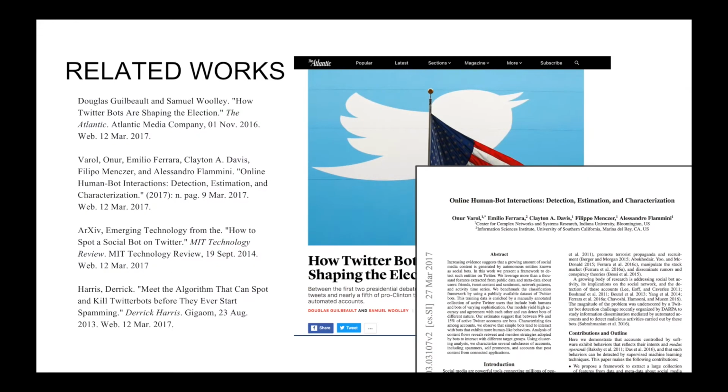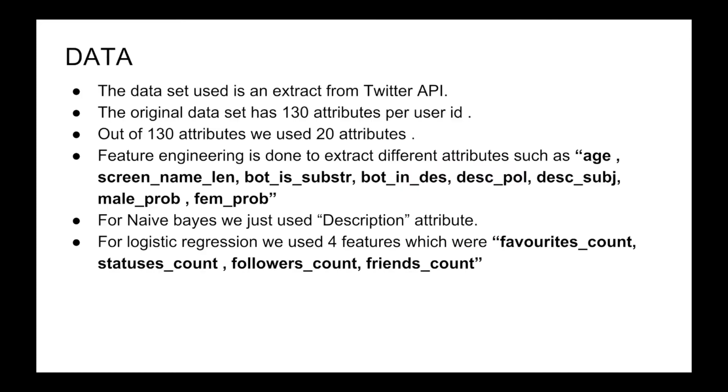These are the four related works that we used as references. They actually help a lot to guide us on how to do this project and experiments. And the next step is John will talk about how we do the data preparation and the feature engineering.